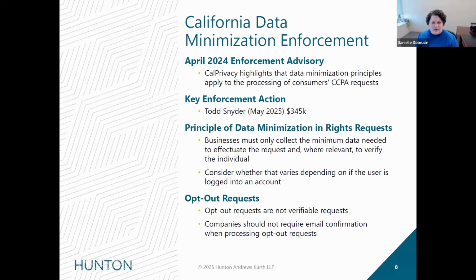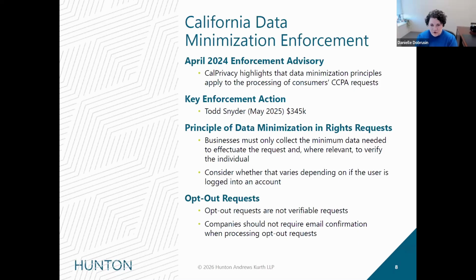And in short, the advisory makes it clear that businesses need to request the minimum amount of personal data necessary to effectuate a request. And for access, correction, and deletion requests, businesses also need to request the minimum amount necessary to verify the individual's identity. The advisory also makes it clear that requests to opt out of the sale of personal information or the sharing for cross-context behavioral advertising purposes are not verifiable requests. So companies should only collect the minimum amount of data necessary to effectuate those requests and not verify them.